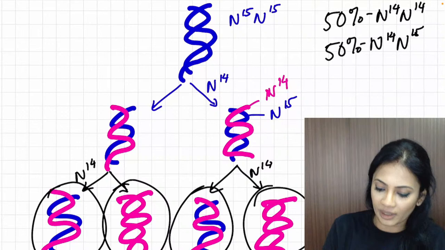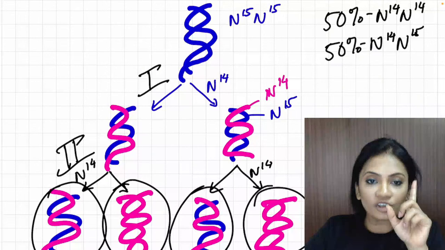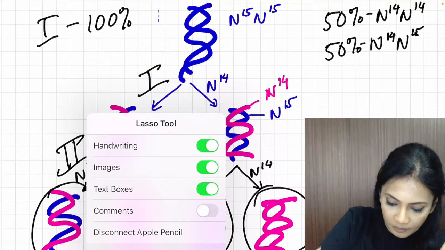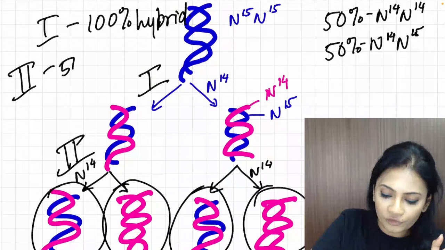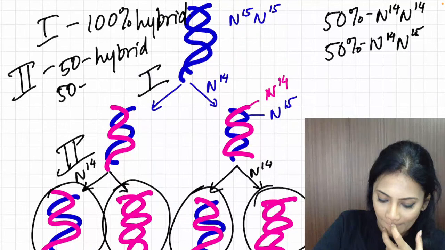Alright, after how many generations? This is first generation, this is second generation. So after one generation, 100% hybrid. After the second generation, you're getting 50% hybrid and 50% the new. Is this clear, everyone?